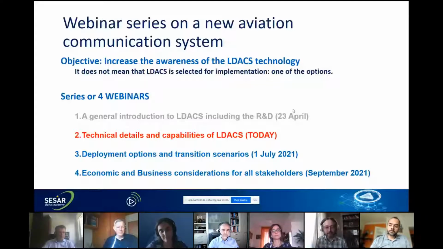We have been working in the SESAR program on LDACS as a new technology to provide broadband communication from an air-ground data link perspective. We are working to increase the awareness around the world of this solution, which looks very promising. Knowing though that it is not yet selected as the option that we would aim for. It is one of the options. We just think that from all the research and validation results that we are gathering at this moment, it looks very promising.